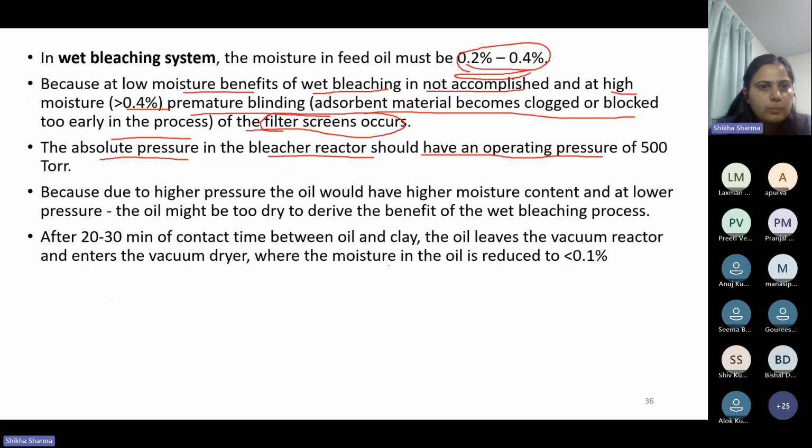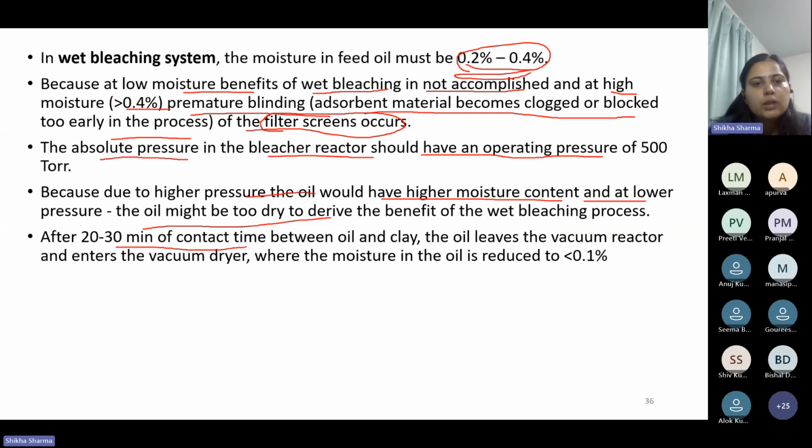So 500 torr, because at high pressure the oil would have higher moisture content. If we apply more pressure than this, then the moisture content will be higher, and if we apply low pressure, then the oil may get too dry. So we cannot do the wet bleaching process.